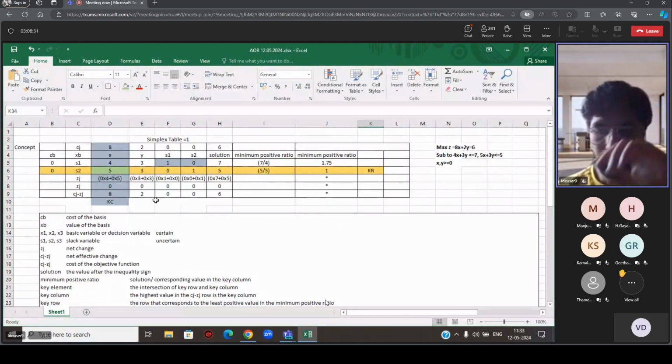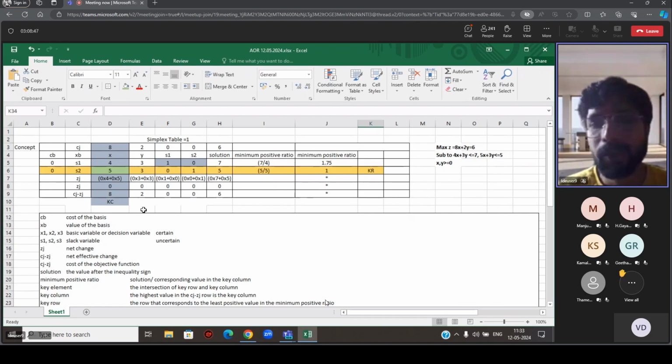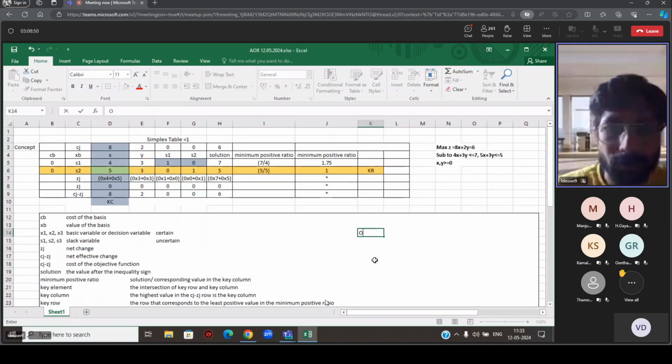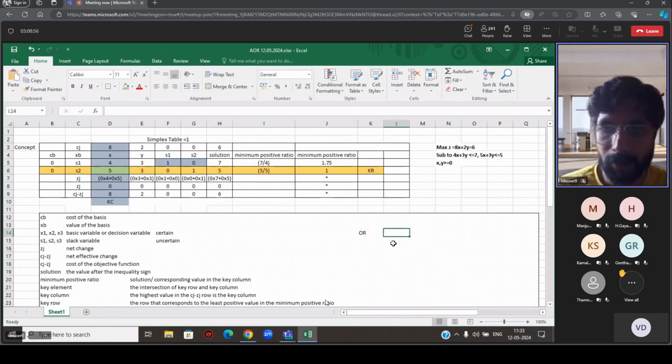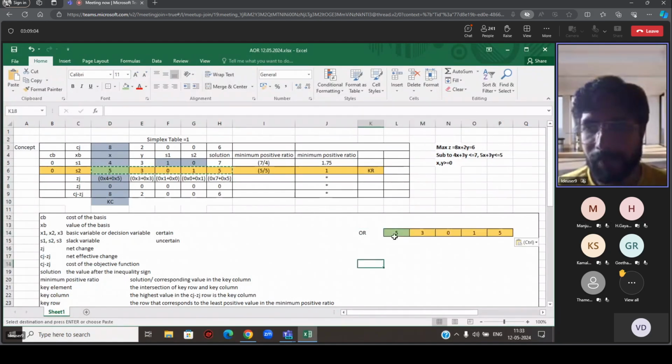Now you see here, coming back to the problem. What is the key element here? The key element is 5. So whenever the key element is other than 1, I have to first make the key element 1. How do you do that? You just take the old row. This is the first simplex table, so I'm going to put it as old row. Directly take those values and put them here: 5, 3, 0, 1, 3. I have just pasted whatever the old row values are.